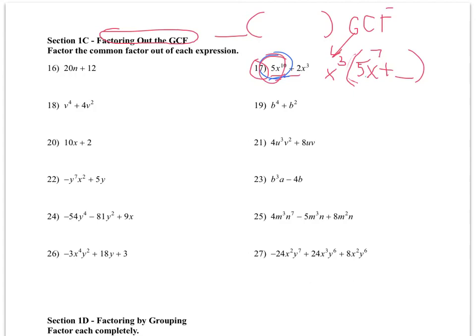Now, if I take x cubed out of the second term, I got to figure out what's left. Notice I had 2x cubed. So in this second spot right here, x cubed times what is 2x cubed? Well, that's got to be just a 2, so I won't have a variable on that. And let's go ahead and erase that blank on the bottom. Okay, so my factoring out the greatest common factor is to take out the x cubed, which is my biggest one, and then to figure out what's left, which is 5x to the 7th plus 2.